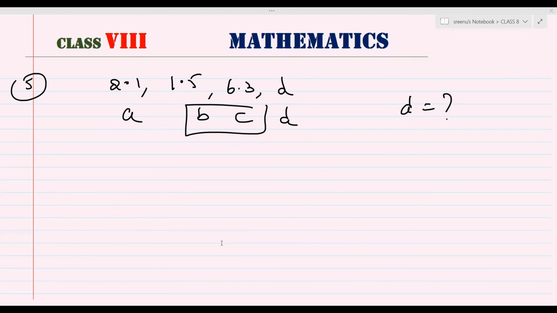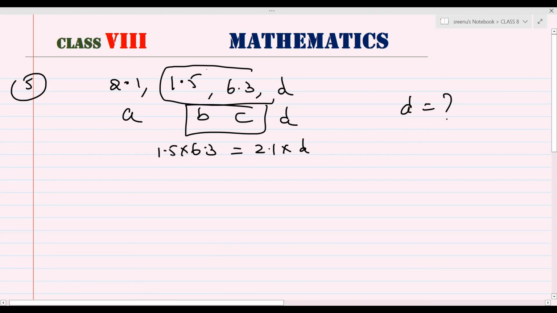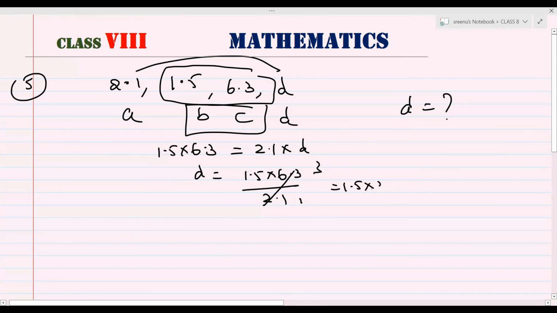The middle two you multiply: 1.5 into 6.3 is equal to 2.1 into D. Means is equal to extremes. The middle two numbers, and the first and last. Then D is equal to 1.5 into 6.3 divided by 2.1. 2.1 goes into 6.3, 3 times. So 1.5 into 3, the answer is 4.5. Okay, now?